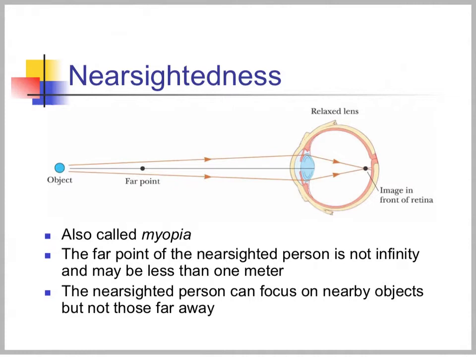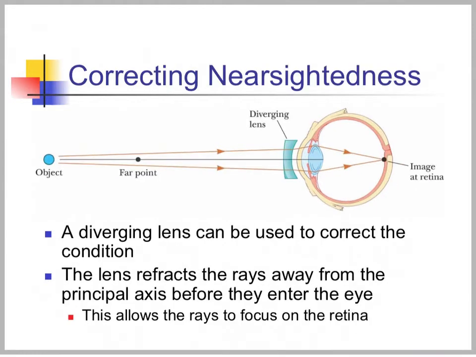Nearsightedness is the opposite. It's called myopia. The far point of the nearsighted person is not infinity and may be less than 1 meter. A nearsighted person can focus on nearby objects, but not those far away. So if an object is further than their far point, they have trouble seeing because the image forms in front of the retina. We can correct for this by using a diverging lens.